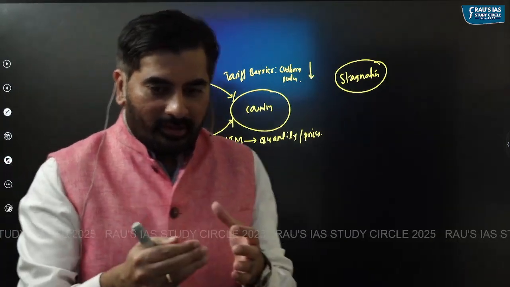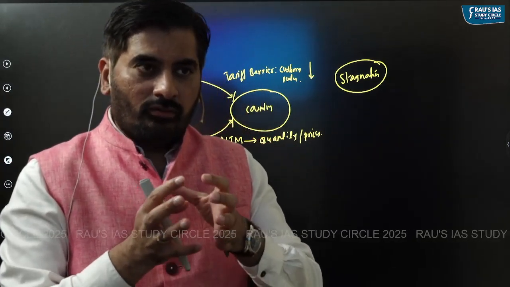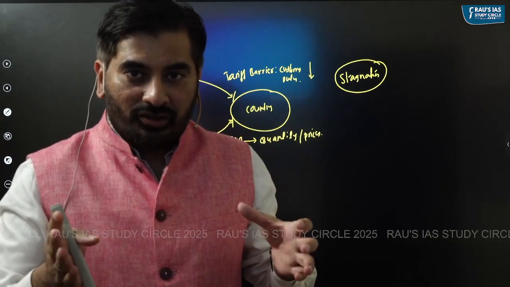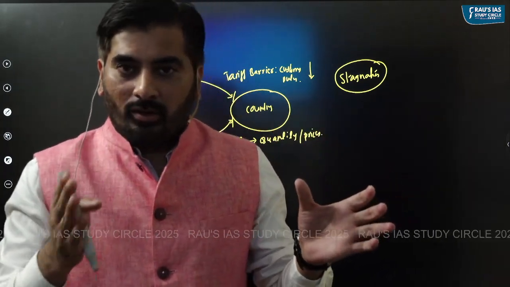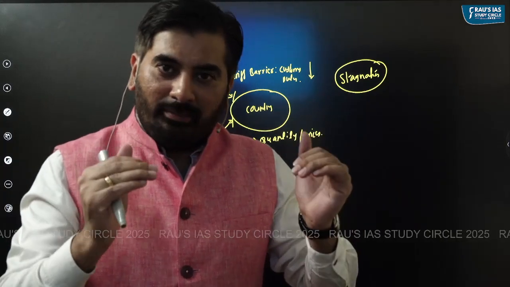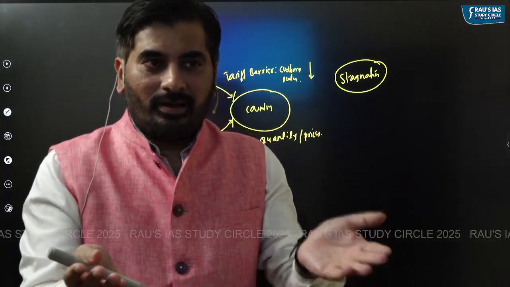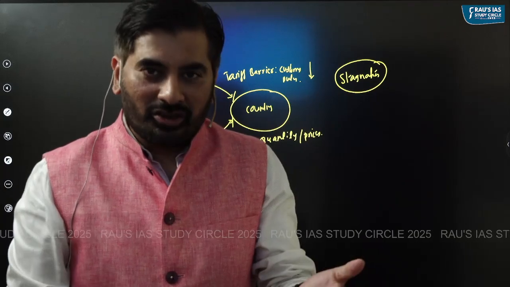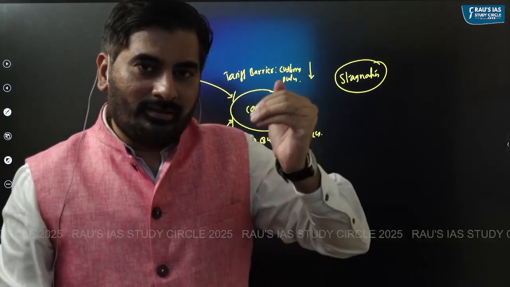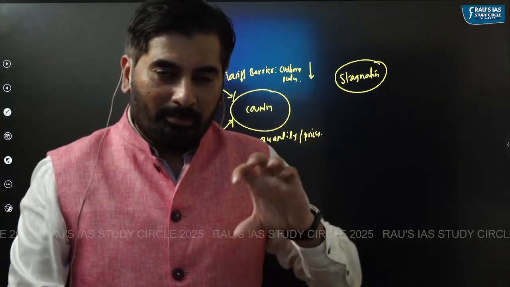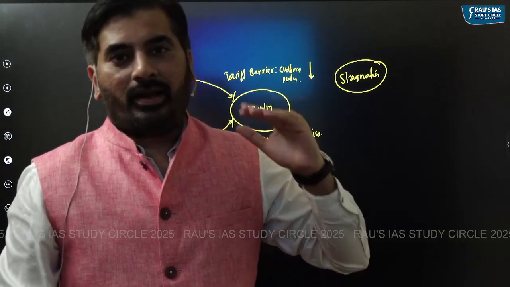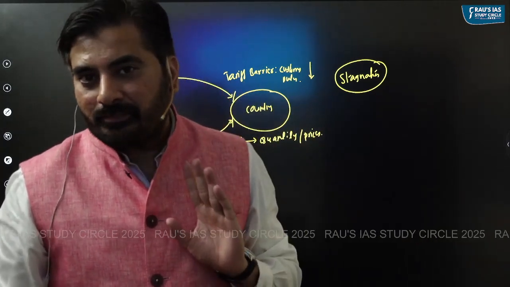So the thing here is, the nature of barriers has changed from tariff to non-tariff, but overall trade barriers are still there, right? It has only changed in terms of nature. So because of the increase in non-tariff measures by the countries, global trade has stagnated.